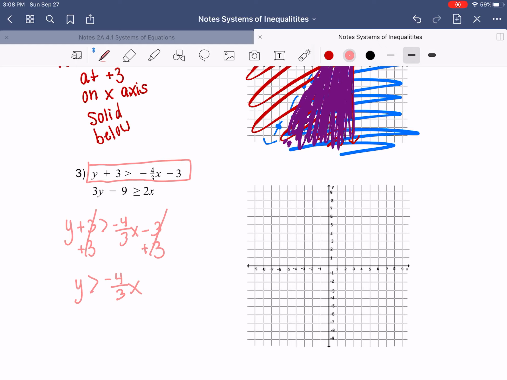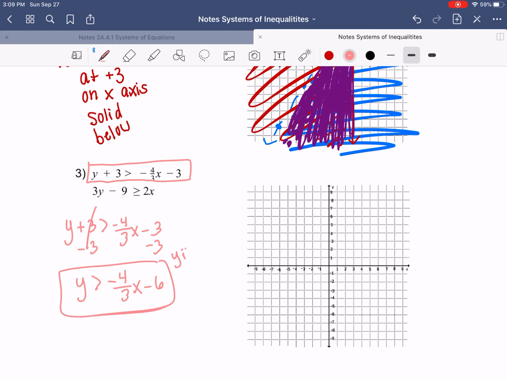Oh, no, wait. Mrs. Ardis did that wrong. How do I get rid of a +3? I subtract 3. So it cancels. I get y is greater than -4/3 x - 6. So when I graph this one, I have a y-intercept at -6, and I have a slope of -4/3. That means I go down 4, right 3.